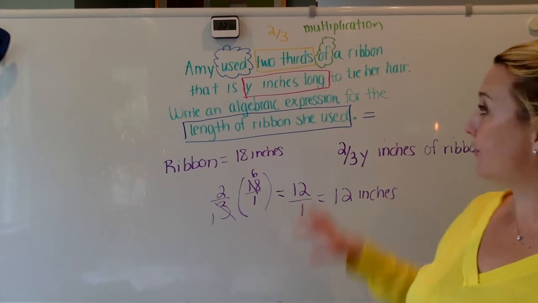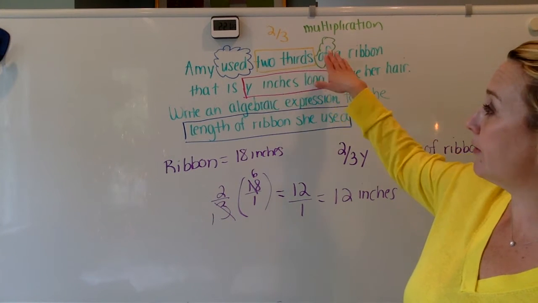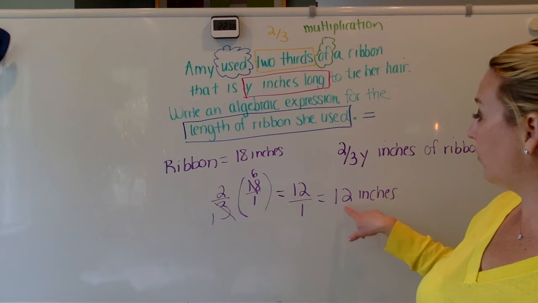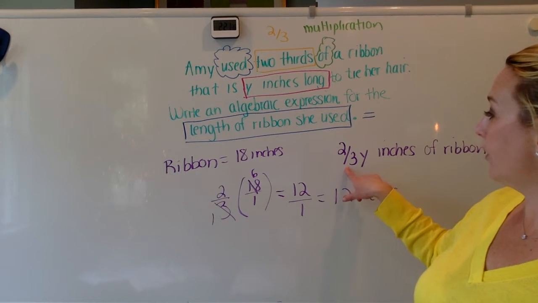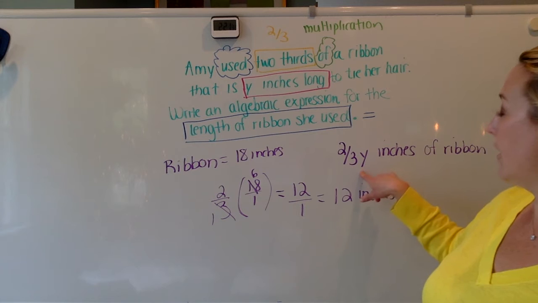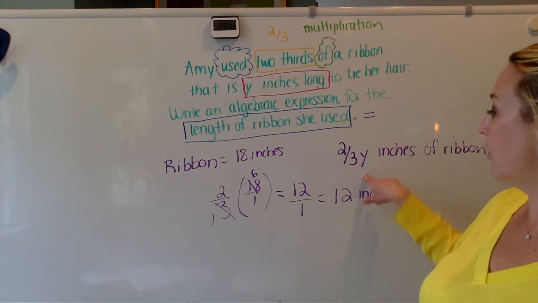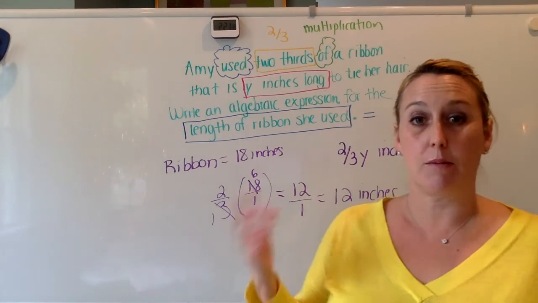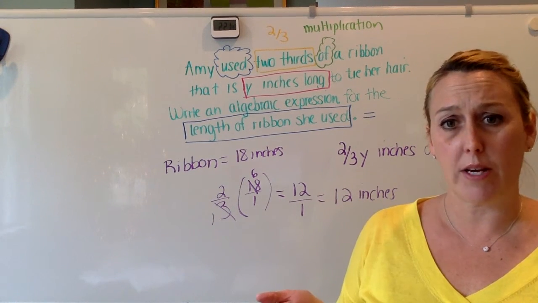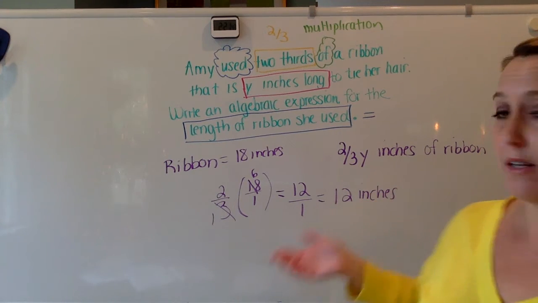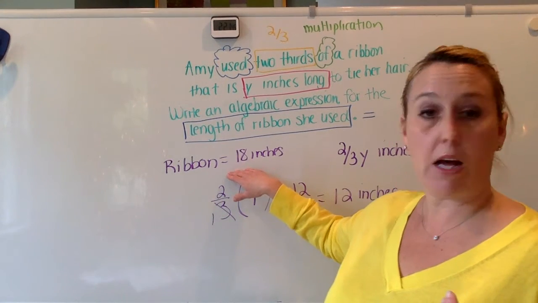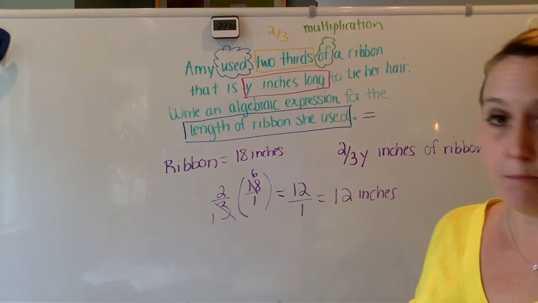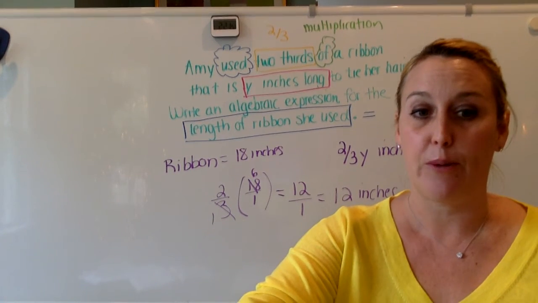Does that make sense? If she used 2/3 of a ribbon, and it was y inches long, the length that she used, well, 12 is 2/3 of 18. We just plugged in that value, so it makes sense. And I would recommend, once you're learning this in the beginning and you come up with an algebraic expression, go ahead and, what I did, just make up a value to substitute and see if your algebraic expression makes sense. All right, let's try another one.